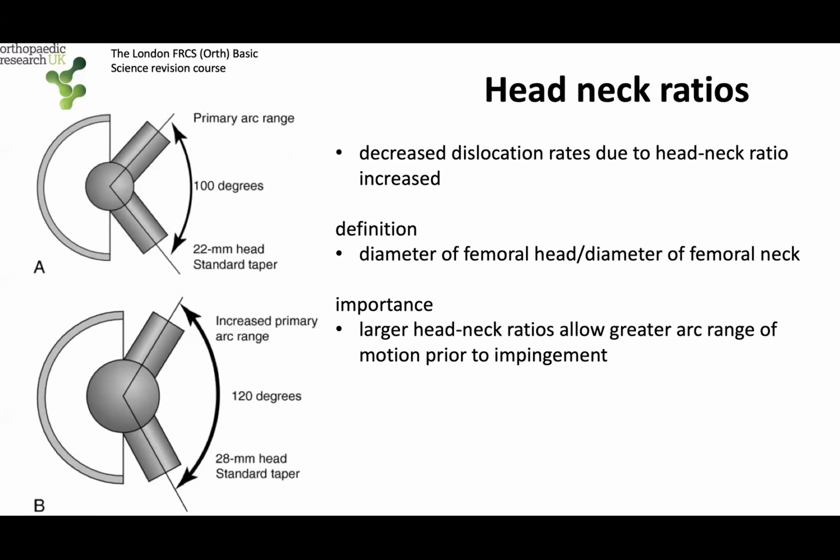The head-neck ratio. So you get decreased dislocation rates if you increase your head-neck ratio. The head-neck ratio is defined as the diameter of the femoral head relative to the diameter of the femoral neck. So the larger the head-neck ratio, the greater the arc of range of motion you will have before you get impingement, okay?